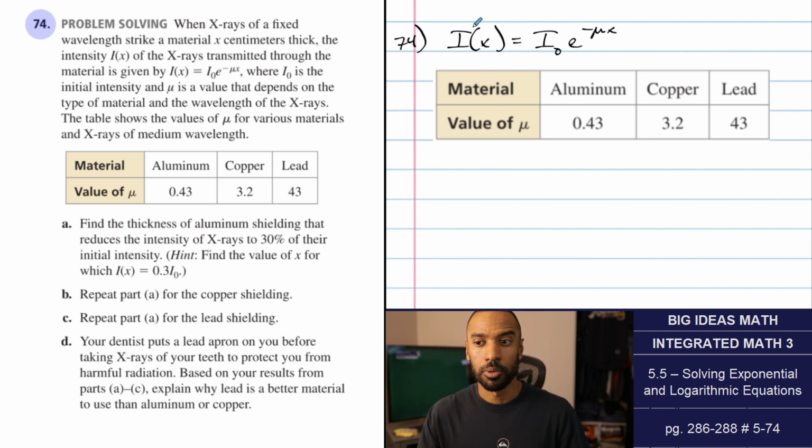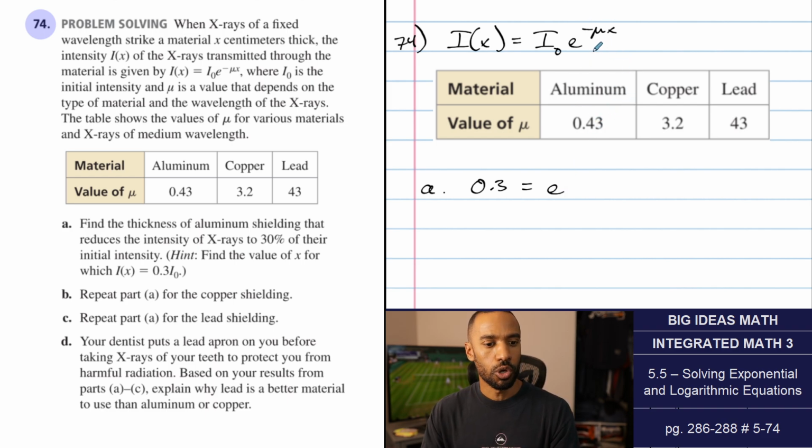Remember, there was the question on doubling. Whatever this was, if this is 200, then this is 100. If this is 100, 30% of that is 30, and 30 divided by 100 is 0.3. So no matter what, on these ones I'm setting 0.3 equal to e to all these different things. So for aluminum shielding, aluminum's mu is 0.43.